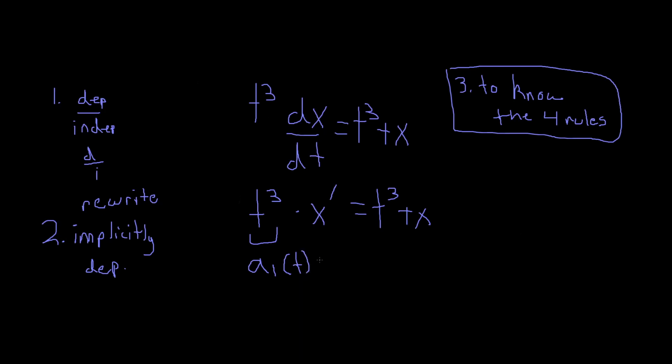And that's times x prime. So this is our a sub 1(t), which is going to be 2/3 x prime. It doesn't break the rule. So this is a linear differential equation. And so why doesn't it break the rule?